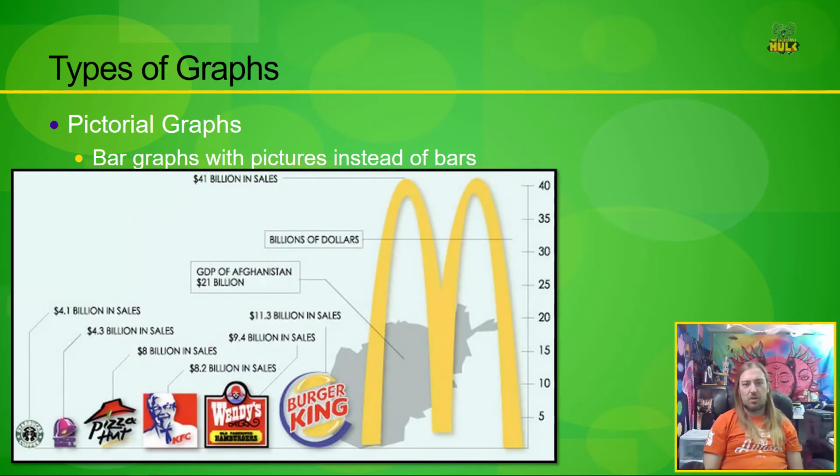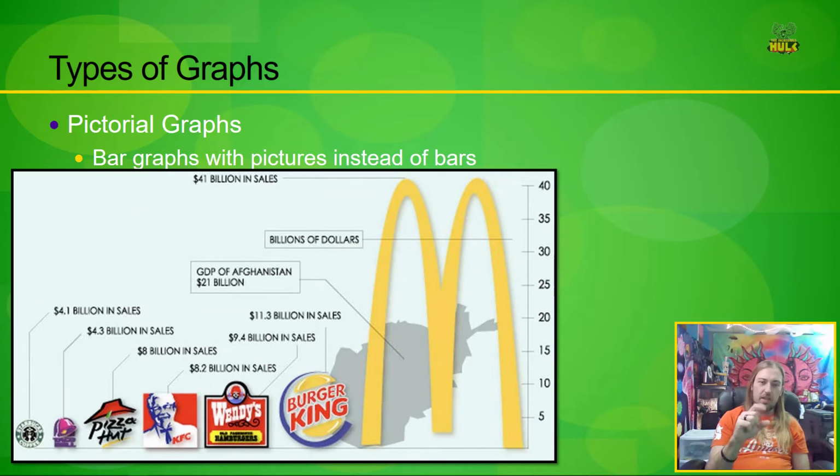This is an actual picture graph that represents annual sales. McDonald's, the largest sort of fast food, fast beverage manufacturer or retailer, takes in $41 billion in sales annually. Starbucks, the far other end of this, is $4.1 billion.